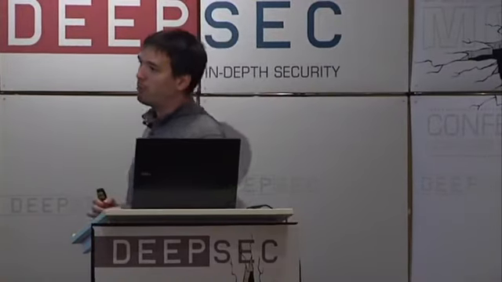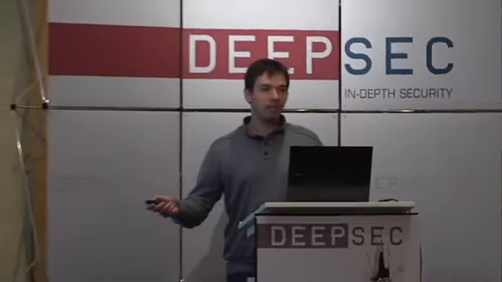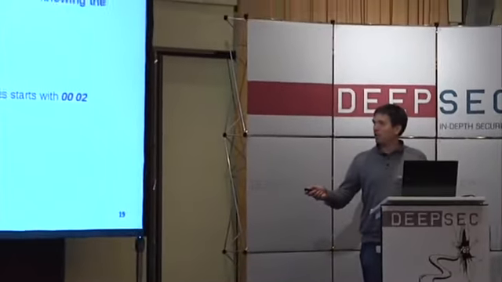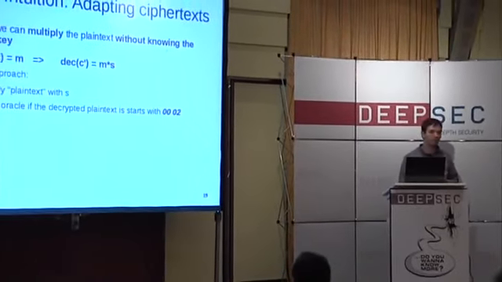Okay, so what is the attack approach? We multiply the underlying plaintext by the S value, and query the oracle whether the decrypted plaintext starts with 0002.